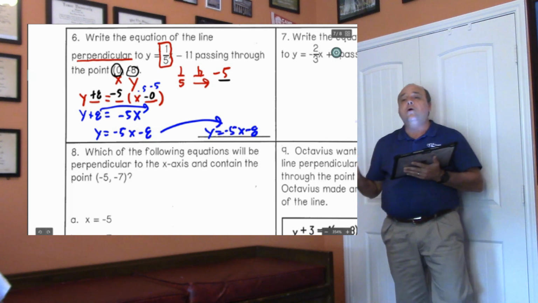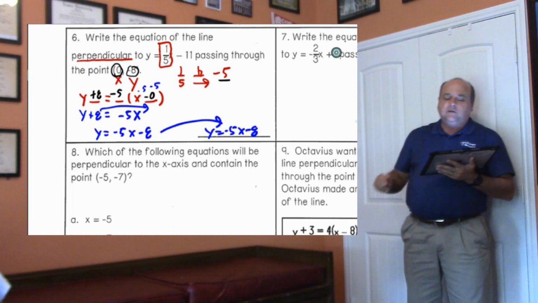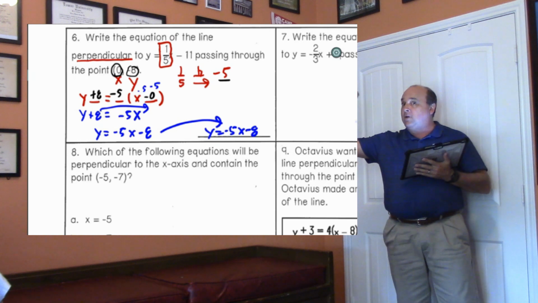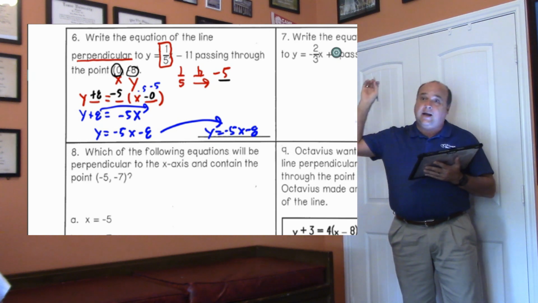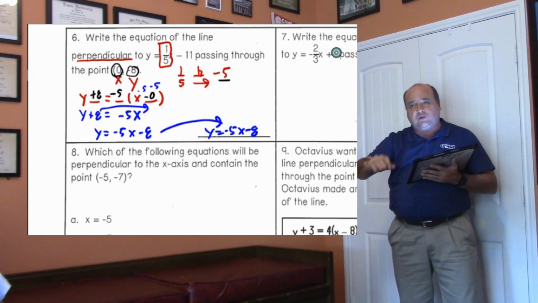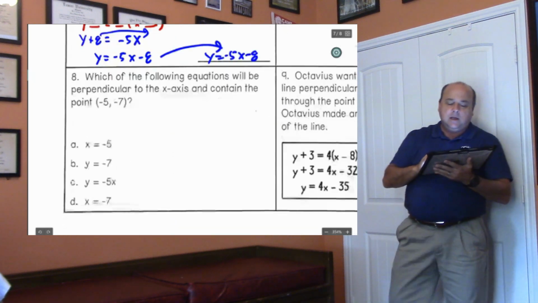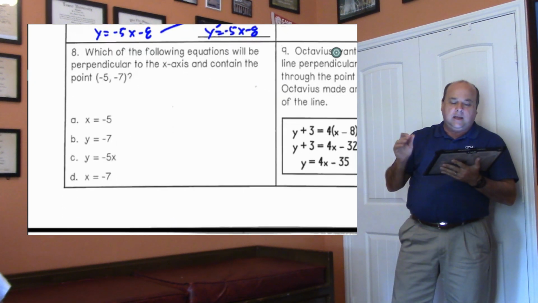Piece of cake. So you're going to take your slope. If you have to get the opposite reciprocal, you'll do that. Plug it into point slope and switch it. Y'all got this. Let's do number 8.